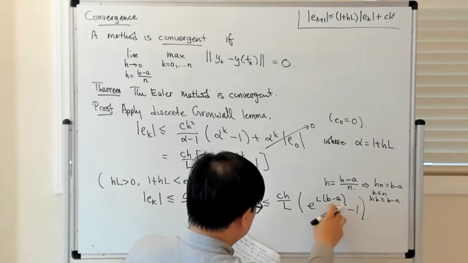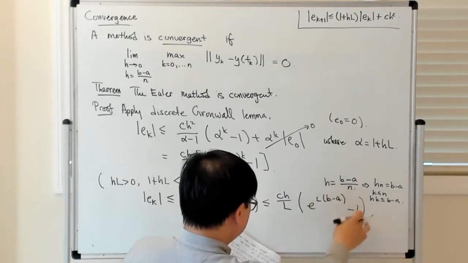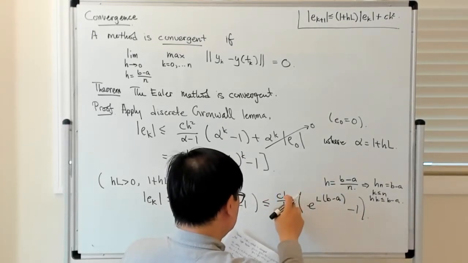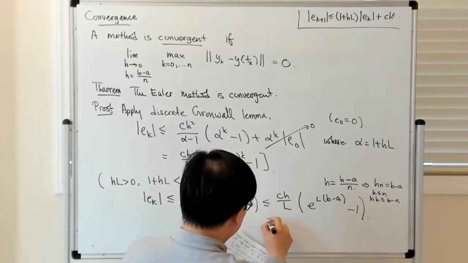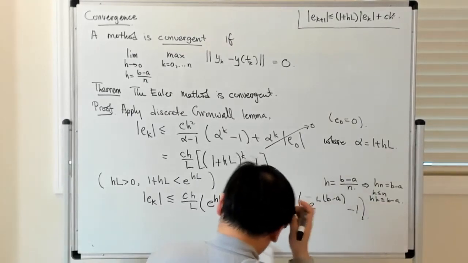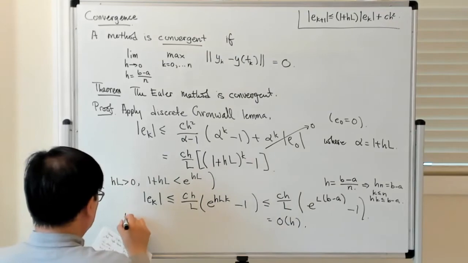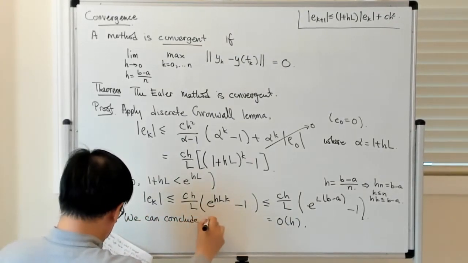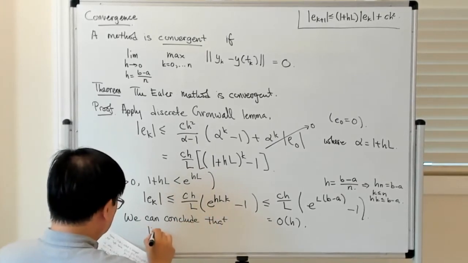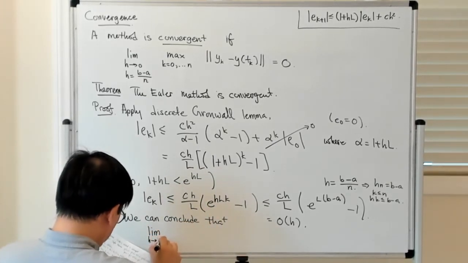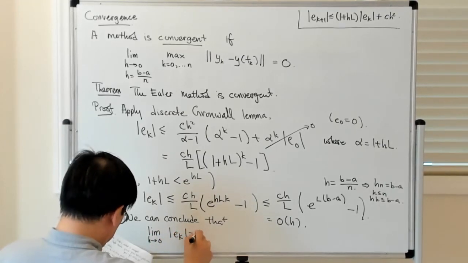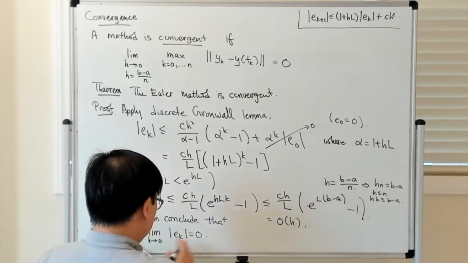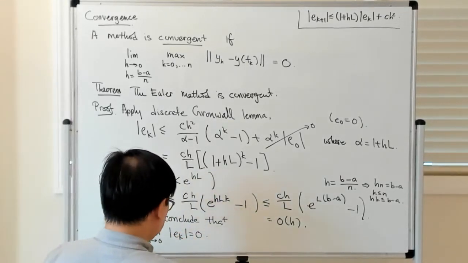You can easily convince yourself that this is just a constant, and these are also constant. So the only thing is that this is big O of h. So from this we can conclude that the limit as h goes to 0 of the error is equal to 0, and this is true for all k. That means that the Euler method is convergent.